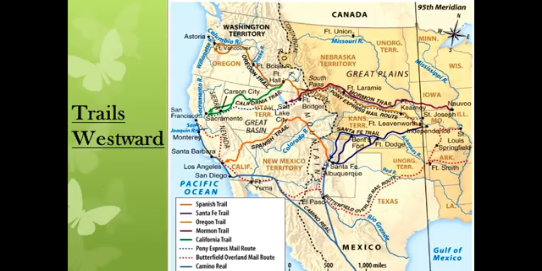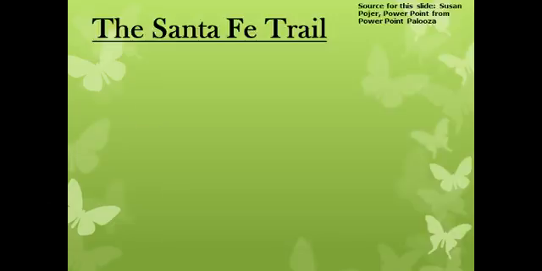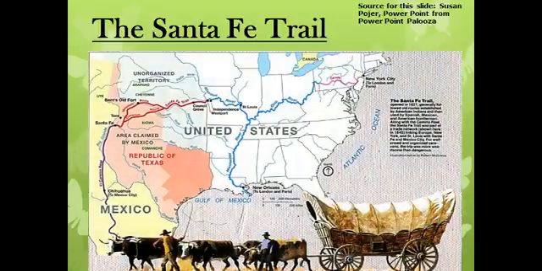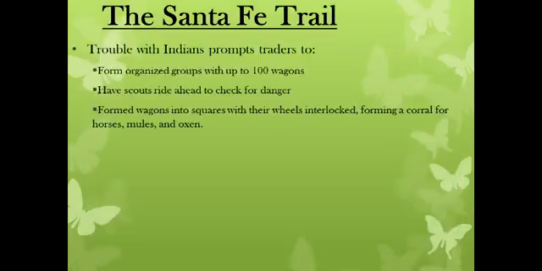Here's a map of trails westward. As you can see from the key, there are a lot of different trails that we're looking at here. So there were a lot of different ways that folks could migrate west. So the Santa Fe Trail was really, really important. This is a map depicting that trail and where it went and where it started. So that's a nice visual for you. So what was that all about? Well, on the Santa Fe Trail, there were some problems. We had a lot of problems with Indians. So people formed organized groups with 100 wagons. They had scouts right ahead to check for danger, and they formed their wagons into squares so that they could keep their livestock in one spot and keep them from escaping. So there was a lot of teamwork, at least at first.